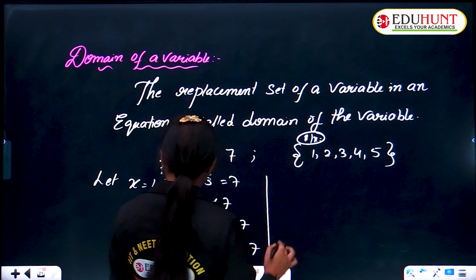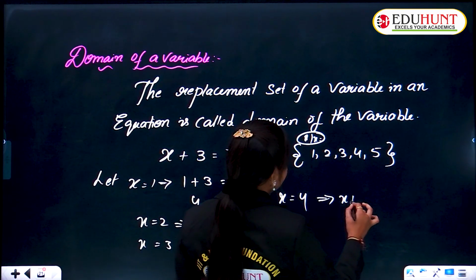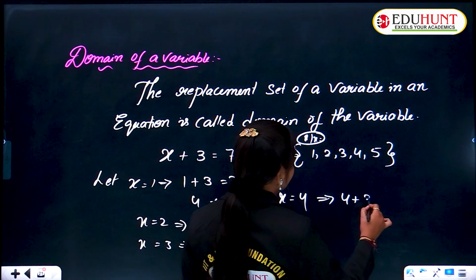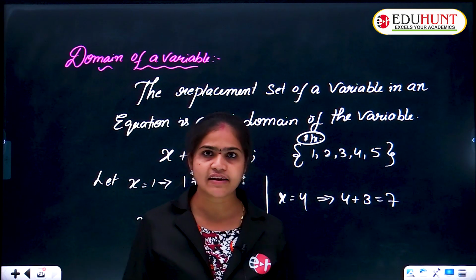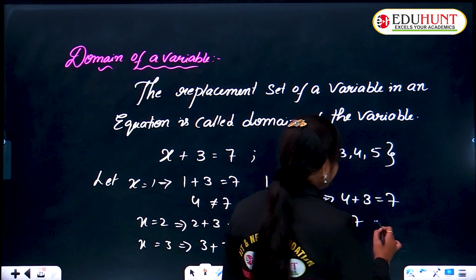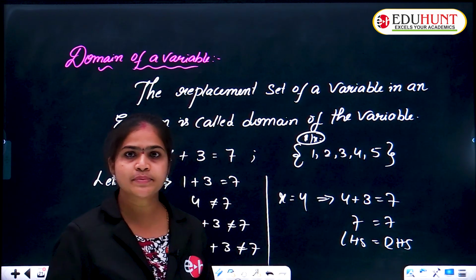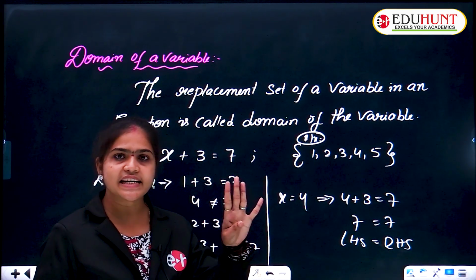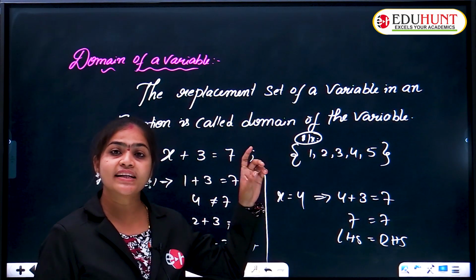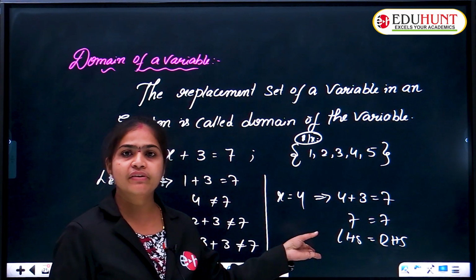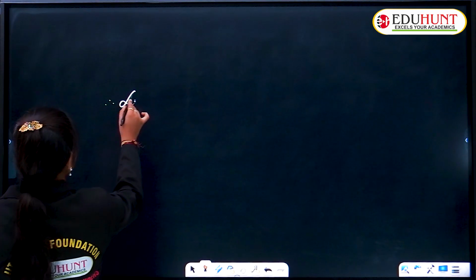Finally x = 4, and 5 is also there. For x = 4: x + 3, which means 4 + 3 = 7. Is it satisfying or not? Yes, of course, 4 + 3 = 7. That is satisfying, 7 = 7. Then we can say LHS is equal to RHS. So which number is satisfying here? 4 is satisfying. Then what is the root or solution here? 4 is the root or solution. And in the same way, the domain of the variable here is 4. Understood?